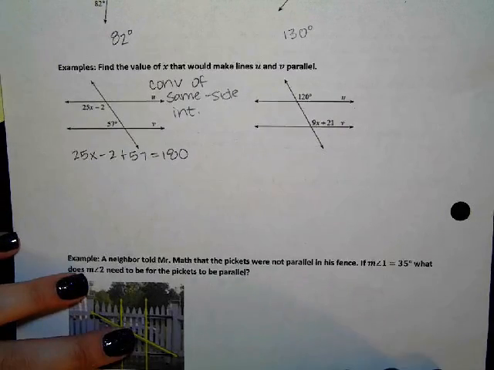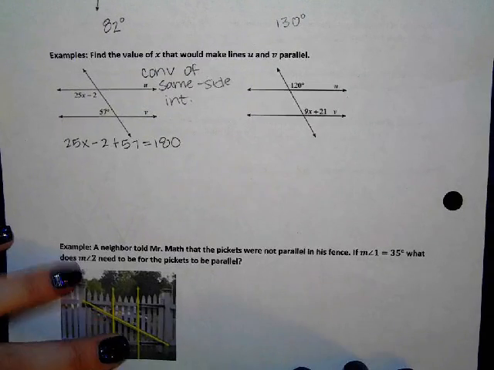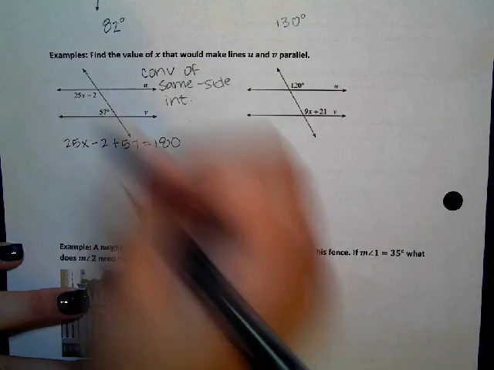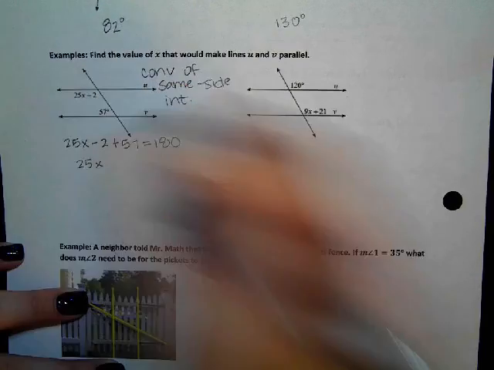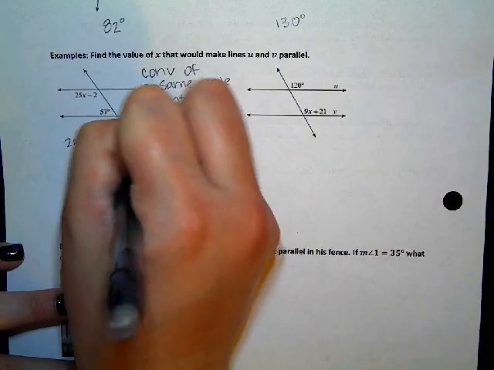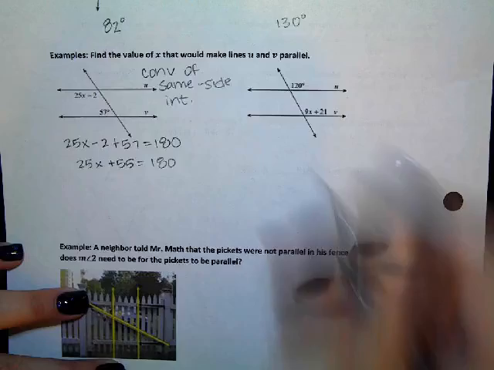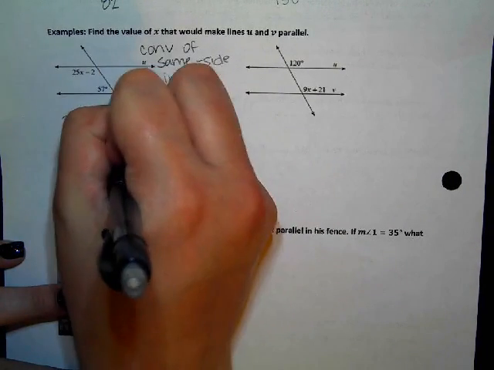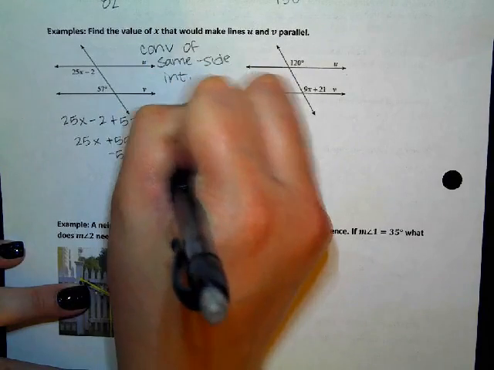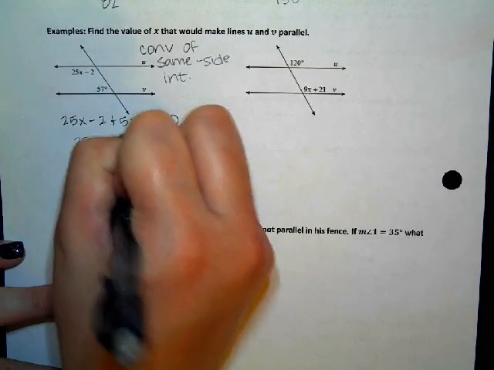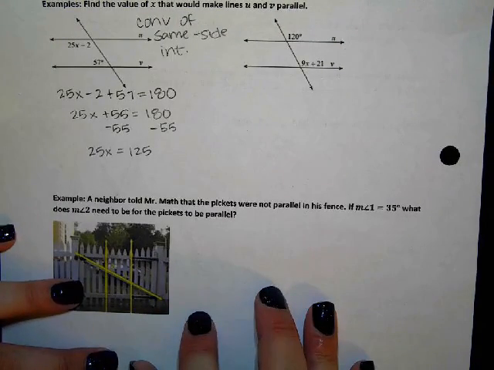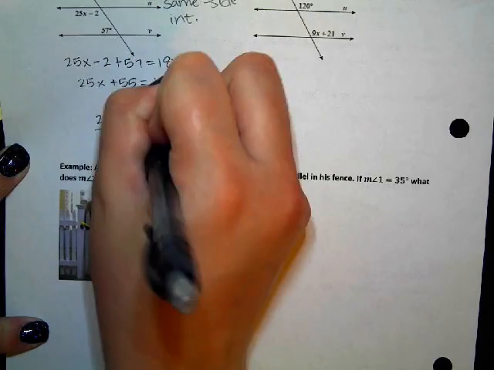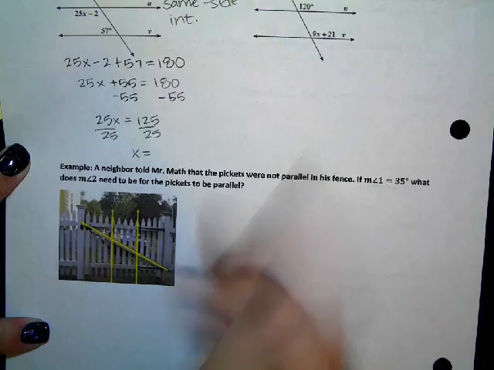So we have 25x plus 55, so I combine like terms, equals 180. And then what should I do? Okay. And what is 180 minus 55? 125. And then what should I do? Divide by 25. And x equals, what's 125 divided by 25? 5. That was very powerful.